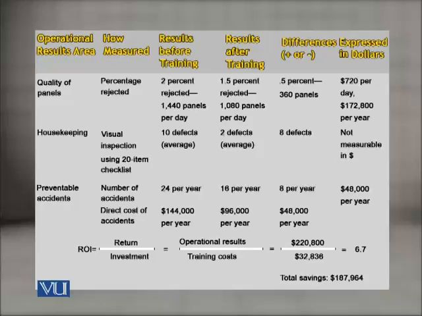So return is $220,800, and the investment, which were the training costs that we calculated, those were $32,836. So the return on investment is 6.7. So that means that for every $1 that you spent on training, a return of $6.7 has been received by your organization. So this is how you calculate a return on investment, by calculating costs, calculating benefits, and by dividing benefits by the costs that have been incurred for the training program.